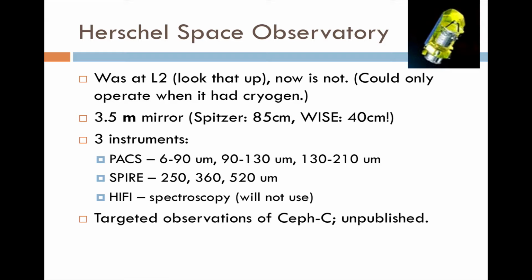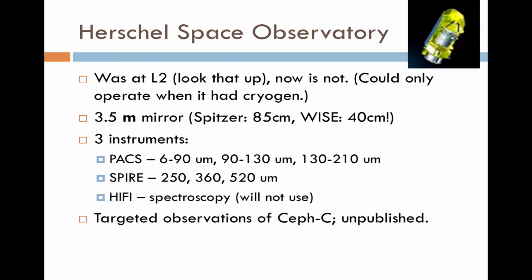It has a 3.5 meter mirror. For comparison, Spitzer is 85 centimeters, WISE is 40 centimeters. So 3.5 meters is enormous compared to those, and the reason it has such a big mirror is because it's observing at long wavelengths. It had 3 instruments on board: PACS, SPIRE, and HIFI. HIFI is spectroscopy. We're not going to use that.